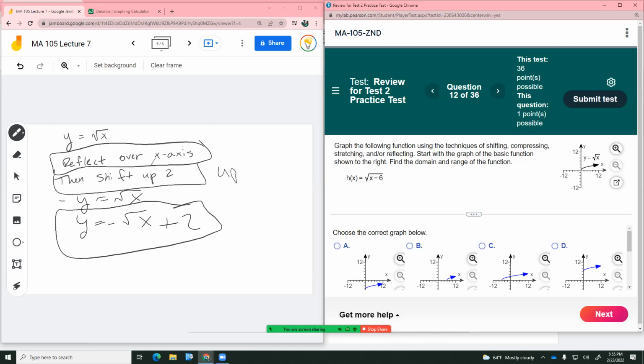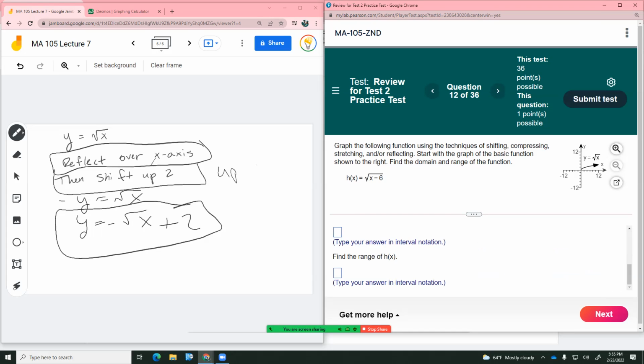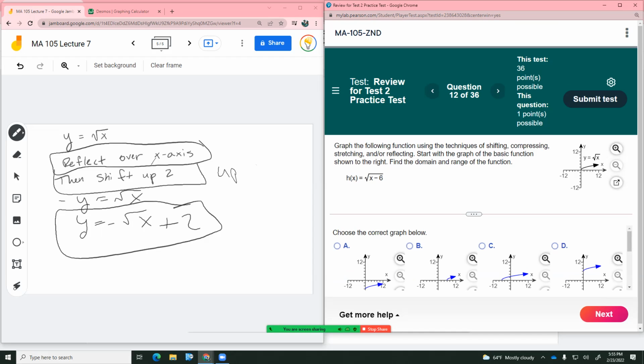Graph the following function using the techniques of shifting, compressing, stretching, reflecting. Start with the graph of the basic function shown to the right. Find the domain and range of the function. Oh, it just looks painful. All right, so let's walk through this.